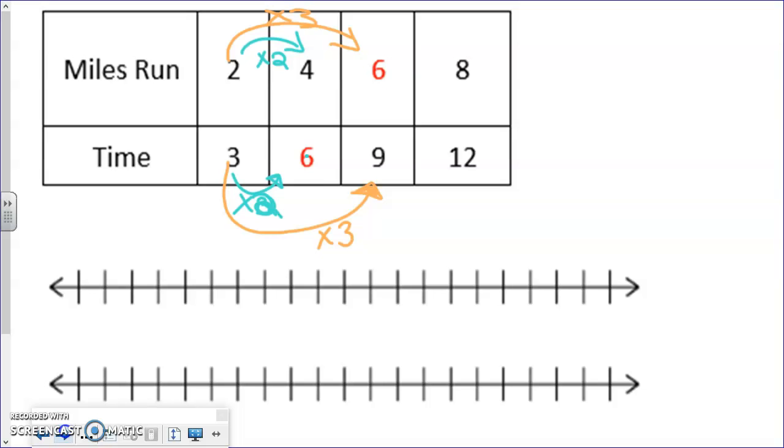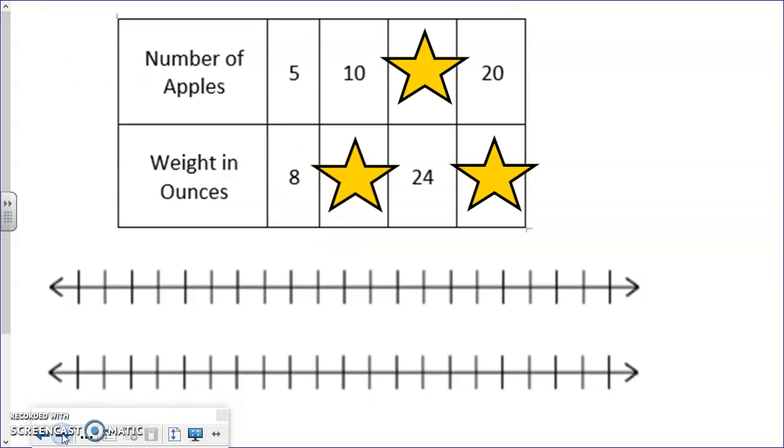And I'm going to do the next problem that's on the back of the page. It says the number of apples and the weight in ounces. So we're going to do the same procedure again. To go from 5 to 10, we multiplied or divided by what? We multiplied by 2, so I'm going to need to do the same thing at the bottom. And 8 times 2 is going to give me 16.